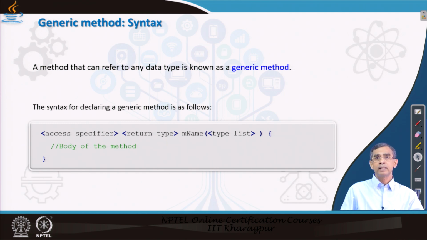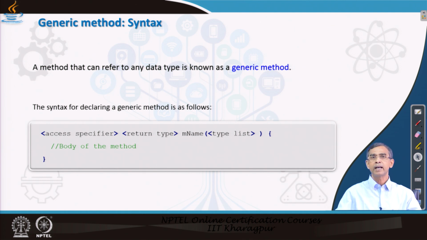So, without knowing what type of data, if you can write a method that is capable of handling any type of data, that would be a very good idea. This is basically the concept of defining a generic method. Java provides support for defining a generic method.